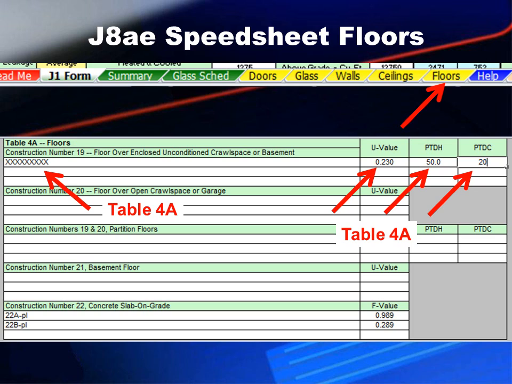Natural progression here, going to the right on the bottom, we click on floors, and voila, we open the table for floors. And we go in here and we plug in a XXX value for table 4A, and then we go to the 4A table and we find a U value. And since this is a floor over an enclosed unconditioned crawl space or basement, we get a temperature differential based on the outdoor air temperature, and that needs to be plugged in in order to move on.